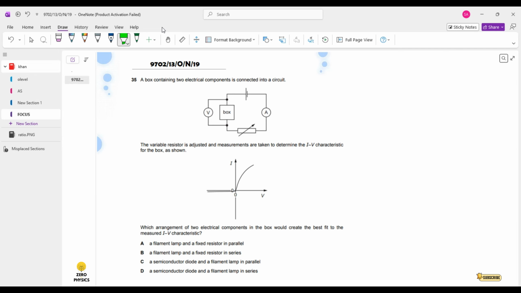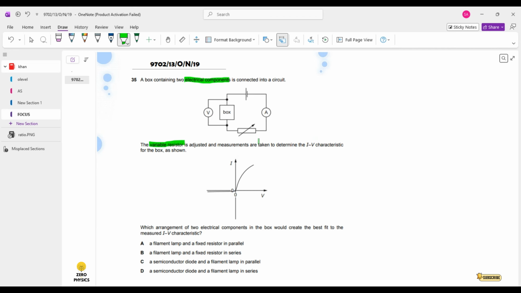In today's video, we'll be solving this electricity question of 2019 October-November. So let's start with it. A box containing two electric components is connected into a circuit. A variable resistor is adjusted and measurements are taken to determine the IV characteristics.